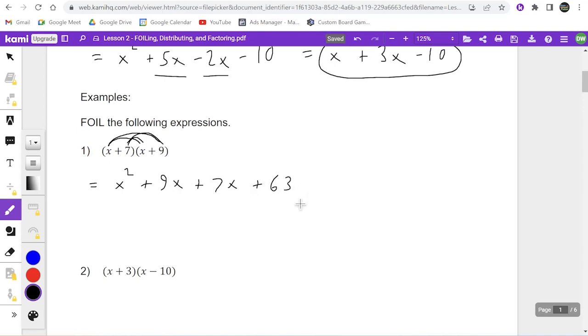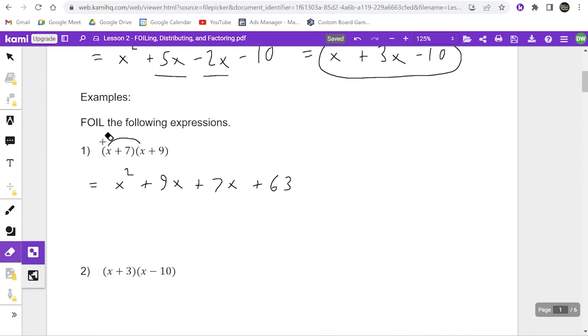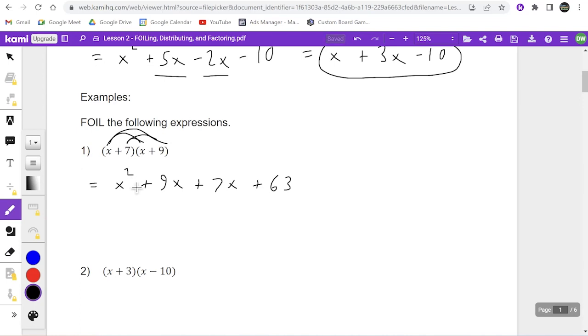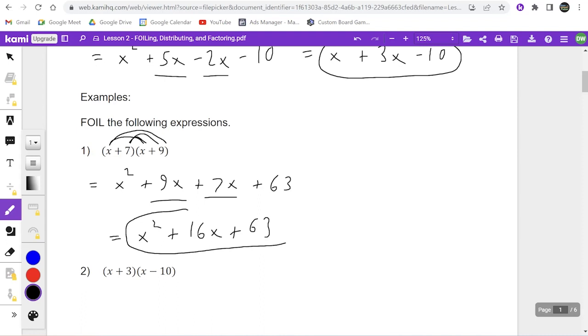Notice as I go through here, I see a lot of students do this. They'll draw all these lines right away. They'll draw 1, 2, 3, 4. Don't draw all the lines at once. The reason why you're drawing the lines is to keep track of what you've already got. So in other words, what I'm saying is draw one line, write the term. Draw another line, write the term, so on and so forth. Anyways, now we have 9x plus 7x. That's going to be x squared plus 16x plus 63. And there's our answer.